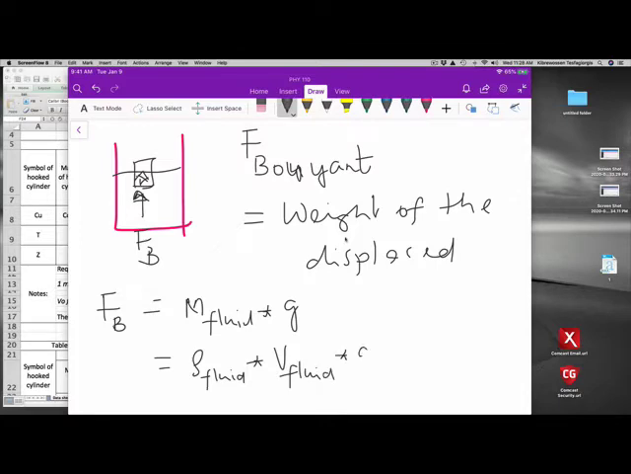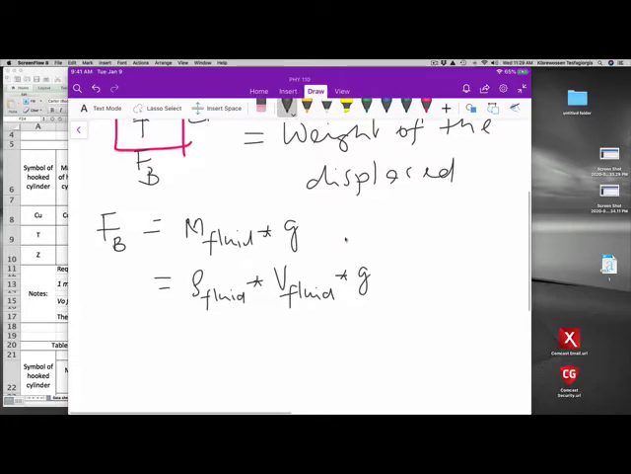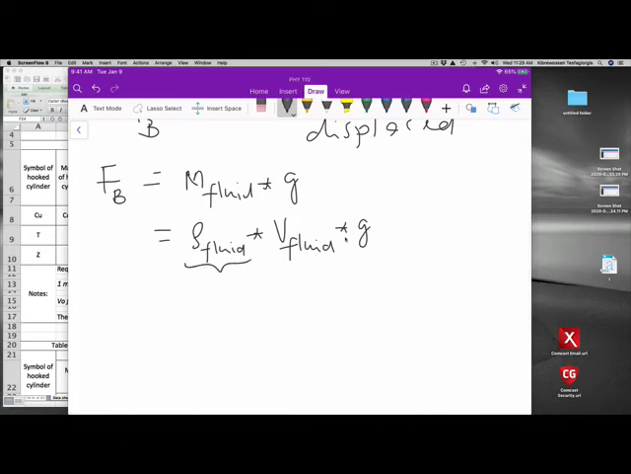In this particular experiment, we are going to insert a metallic object in a liquid, displace some water, collect that displaced water, and measure its volume. Then you multiply that by the density of the fluid. Since we are using water, the density of water is 1000 kilograms per meter cubed. The displaced volume has to be in meters cubed; you multiply that by 9.8 meters per second squared, and that gives you the buoyant force of the object. This is one way of finding the buoyant force.